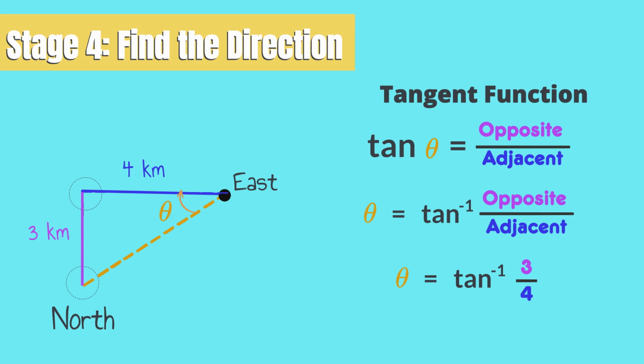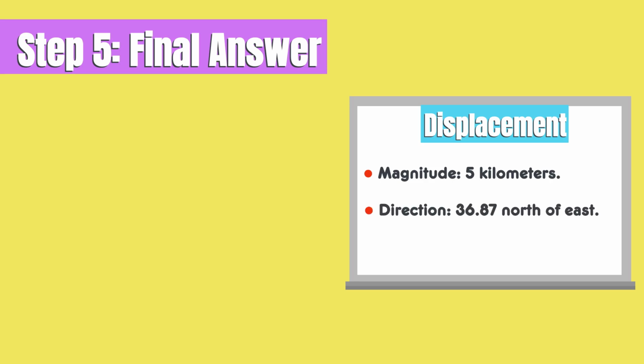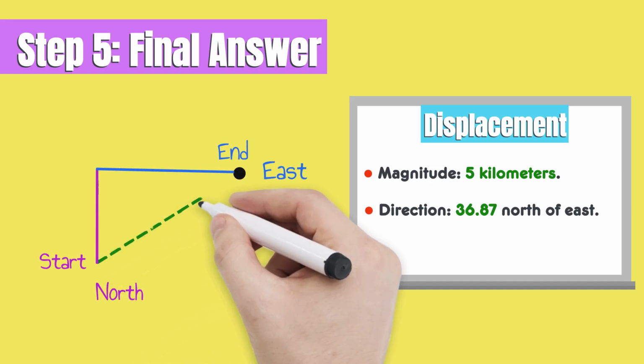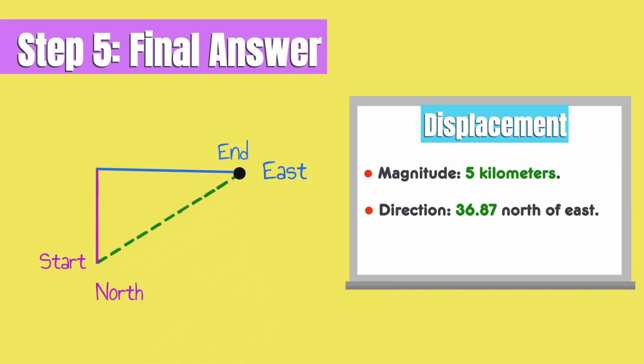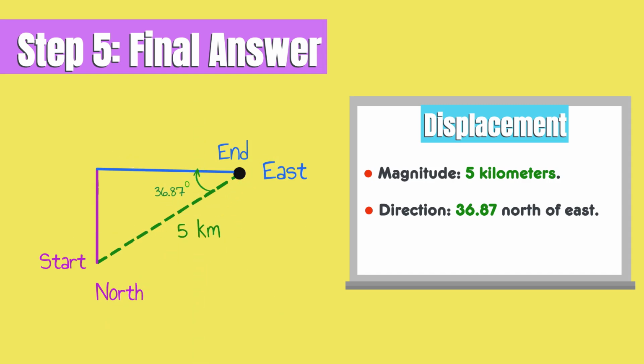Using a calculator, theta is approximately 36.87 degrees, so the direction of your displacement is 36.87 degrees north of east. Step 5. Write the final answer. Your displacement from your starting point is magnitude, 5 kilometers, direction, 36.87 degrees north of east. This means that if you were to draw a straight line from your starting point to where you are now, it would measure 5 kilometers and point slightly northeast.